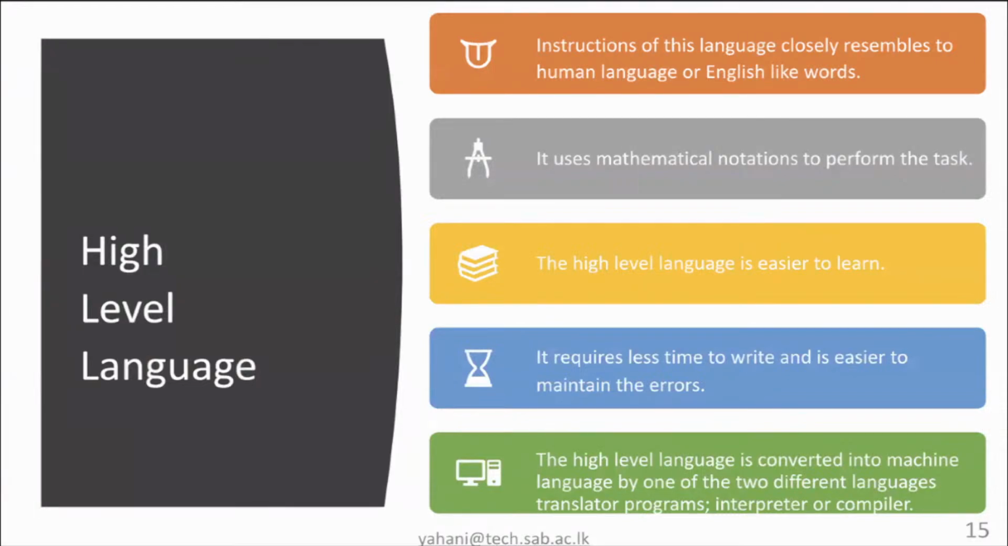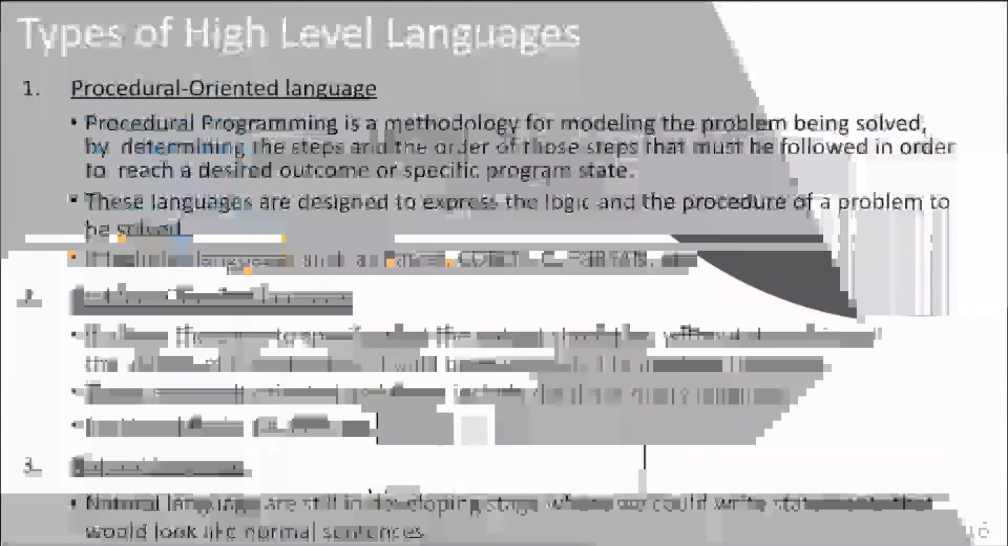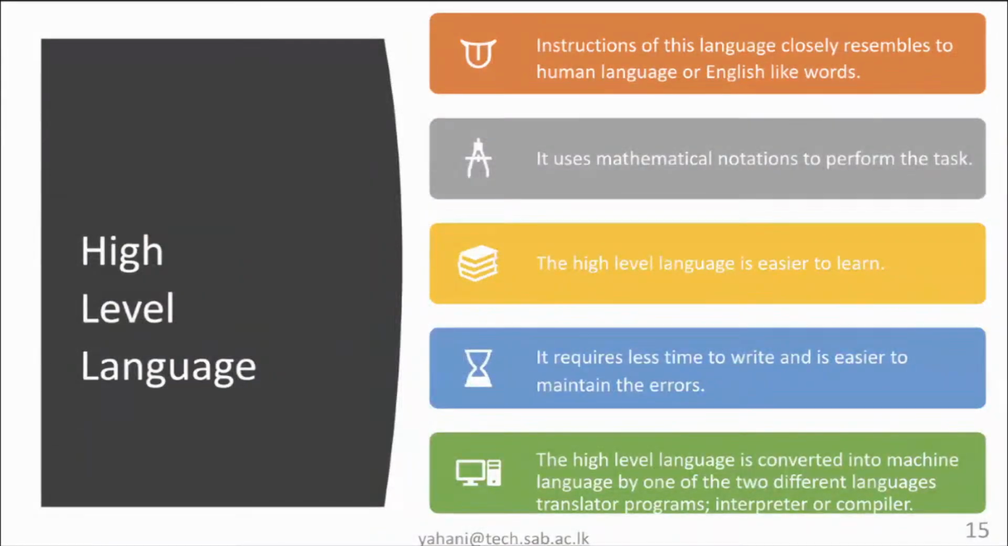Then what are the high level languages? High level languages means it's near to our natural languages. Natural language we are talking. But every programming language is near to just English, not Sinhala, German, or Tamil. Its words and keywords are near to English.